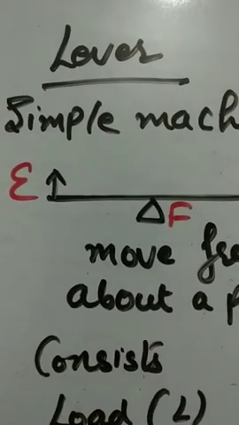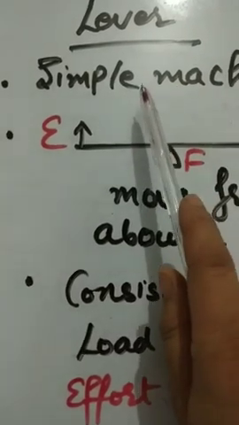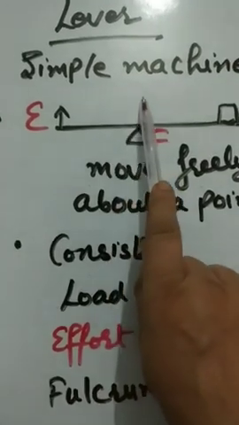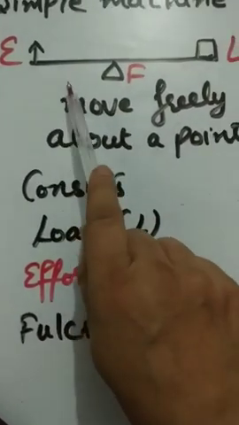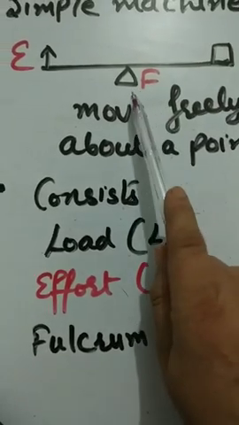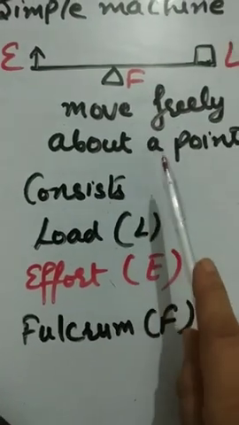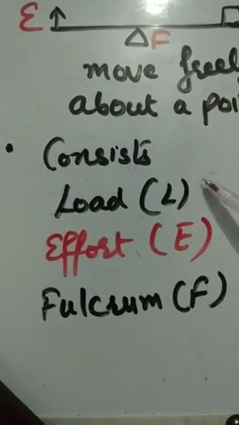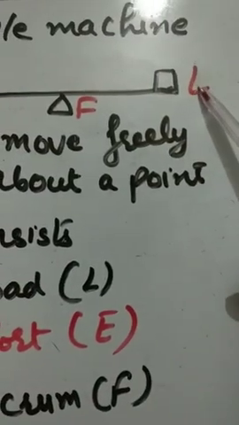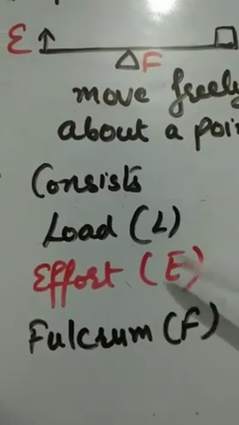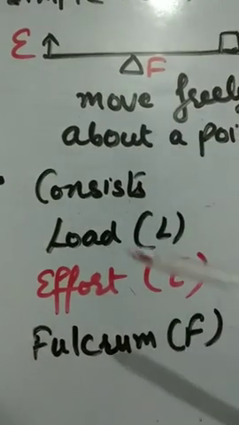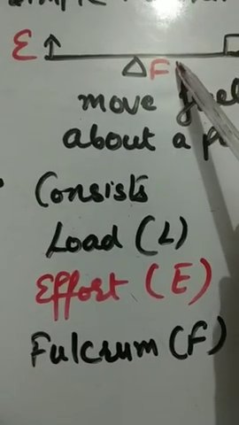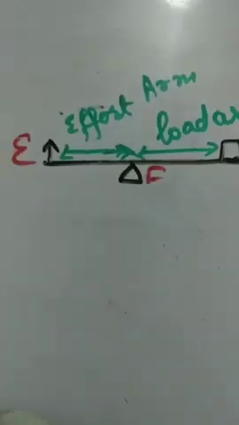Lever. What is a lever? A lever is the simplest of all types of machine. It is a simple machine. A lever is a straight, rigid object that can move freely about a point on which it takes rest. A lever consists of load, the object to be lifted or moved; effort, the force applied on the lever; and fulcrum, the fixed point about which the lever can rotate.